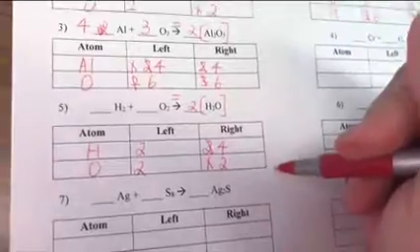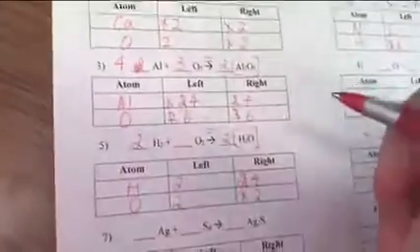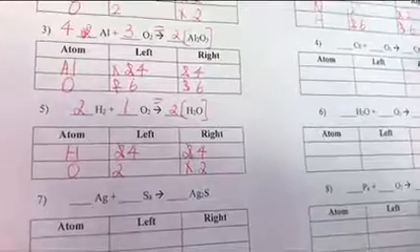So it looks like my oxygen is okay, but my hydrogen is not happy. So how can I make the hydrogen happy? I'm going to put the 2 in front here. So my hydrogen on the left becomes 4 now. So 4 and 4, 2 and 2, happy. So then the leftover will be 1. So this is the answer.